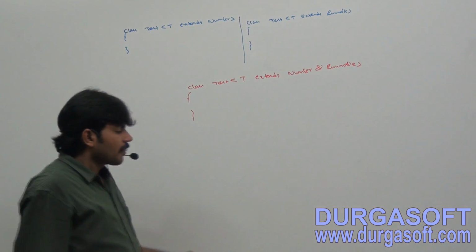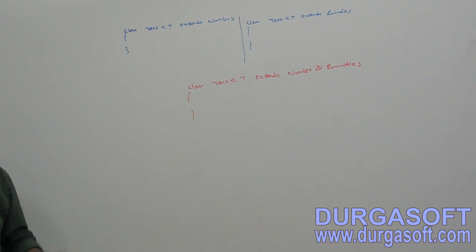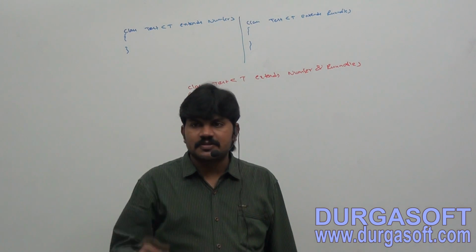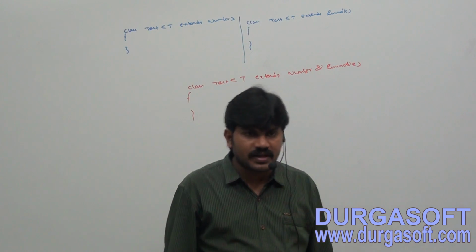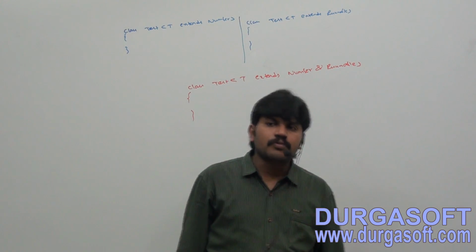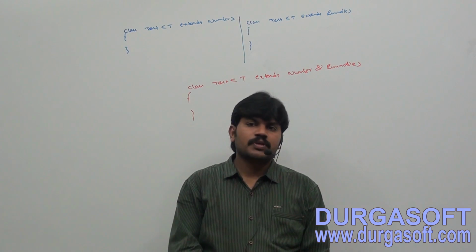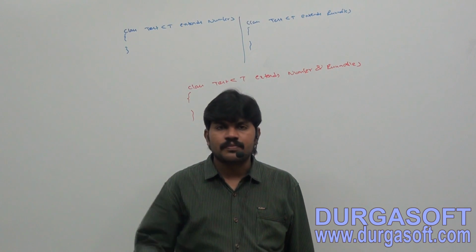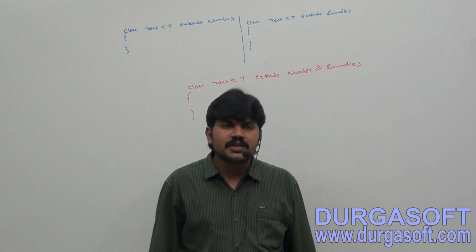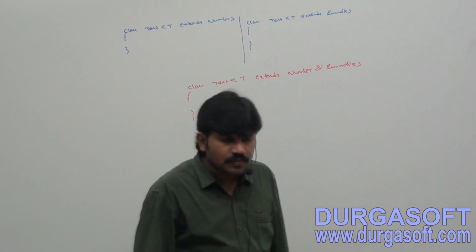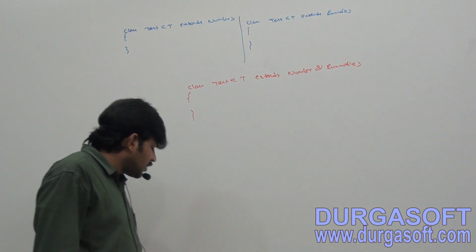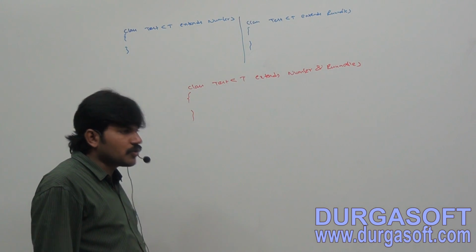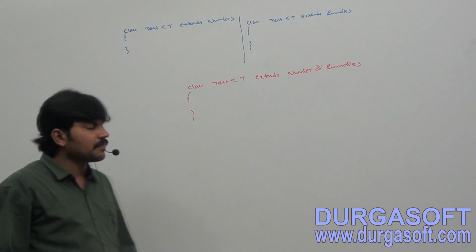Okay, add: we can define bounded types even in combination also.